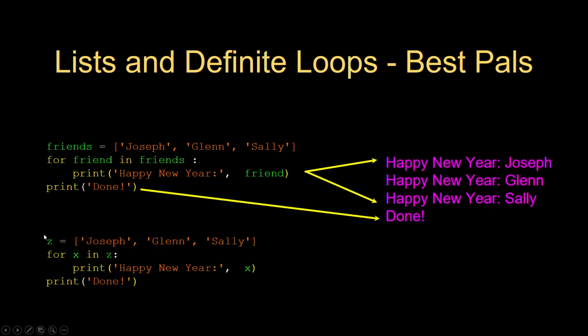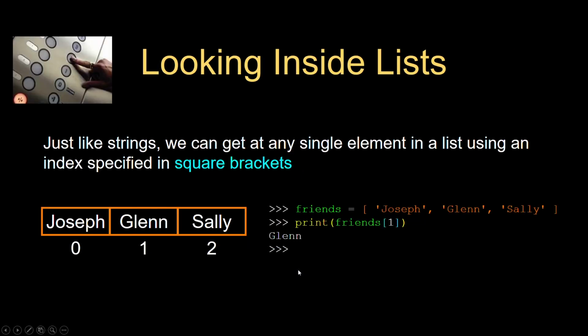This is the exact same thing represented with different names. Instead of friends, it's using z here, and instead of friend, using x, and everything else is the same. We are just changing the variable name and list name. It doesn't make any difference in terms of execution and output. It's exactly the same. Now, a list also has an index, or position.